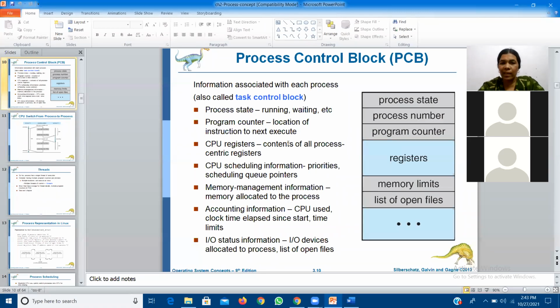So the first field is state. In the state field, either the state will be new or running or waiting or terminated or ready, etc. All states cannot be there at a time. A process is in only one state at a time. So at a time, in this field only one state will be there. Either it will be new, or running, or ready, or terminated, or waiting. Right?